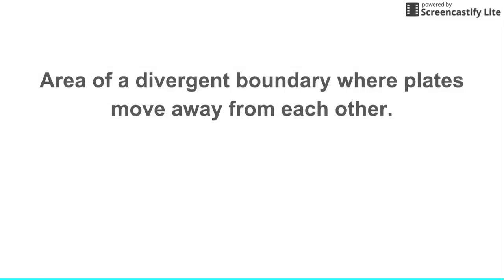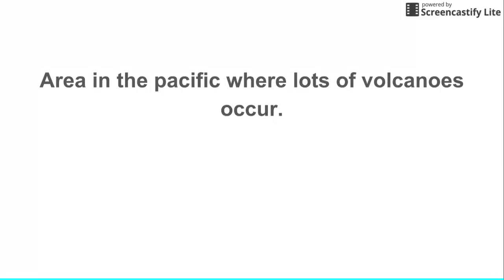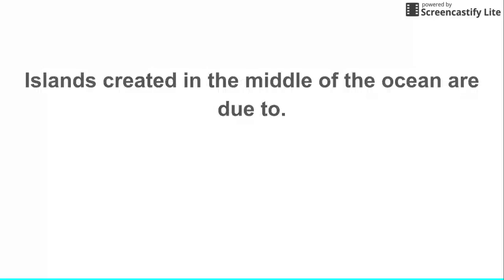Area of a divergent boundary where plates move away from each other. This could be a ridge or trench. An area in the Pacific where lots of volcanoes, earthquakes, and other forces occur: the Ring of Fire. Islands created in the middle of the ocean are due to movement of the plates over hot spots. An example would be the Hawaiian Islands.